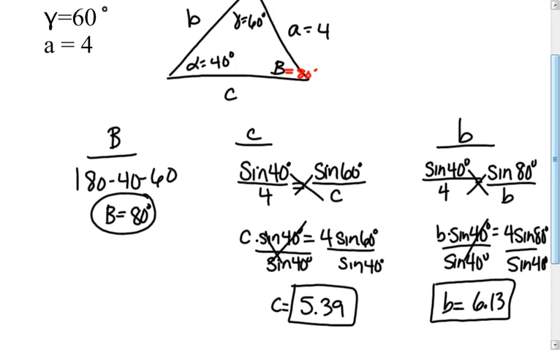I want you to notice that I never used SOHCAHTOA here, and I never used a squared plus b squared equals c squared. Those are things that you can only use on right triangles, and they are not going to be helpful here. But law of sines can be used on any kind of triangle, including a right triangle.